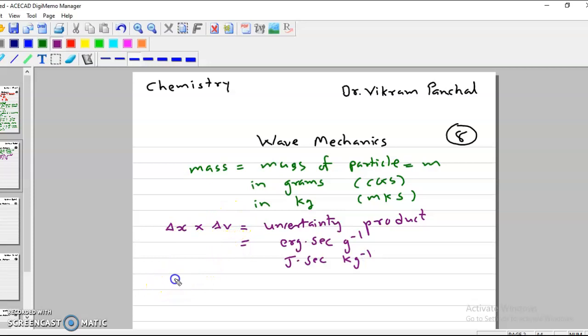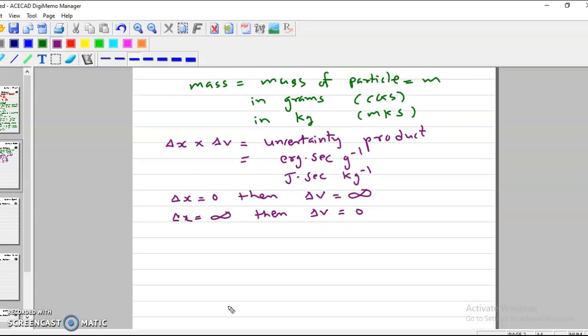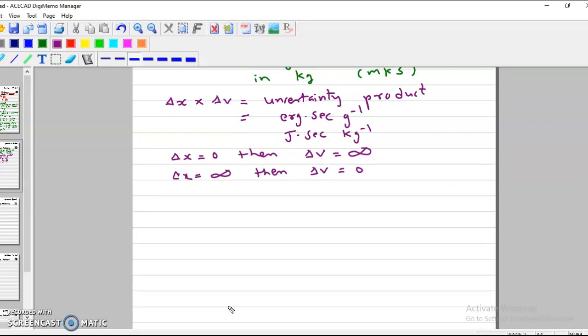Okay, if delta x is 0, then definitely delta v will be infinite, or if delta x is infinite, then delta v will be 0. Okay, so this is the condition, and we know that delta p is equal to m into delta v, which is called uncertainty in momentum.